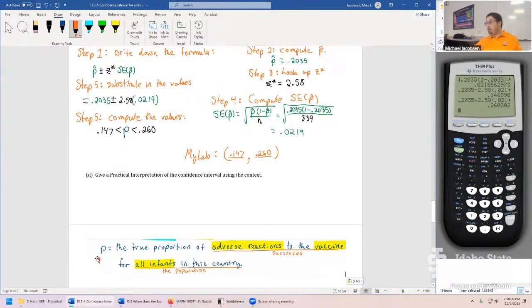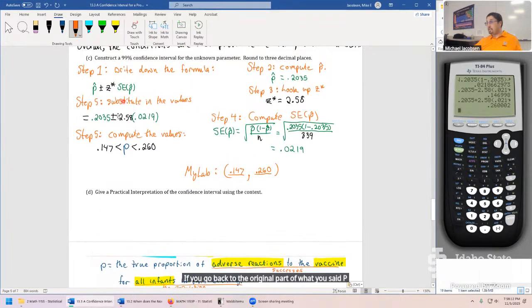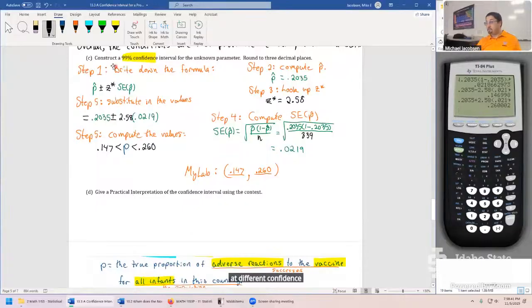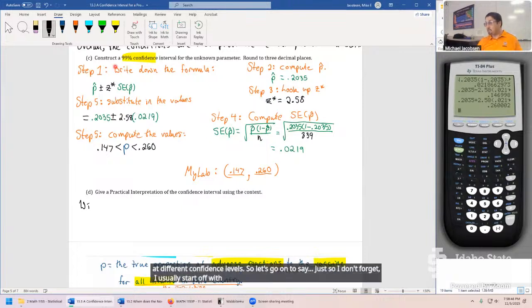You go back to the original part of what you said P was in the very first place, look up the level of confidence once again, and start off by saying this. You can say with 99% confidence, or we can say we have 99% confidence, or we can say that as your last statement, that there's this estimate and we are confident in this by 99%. You just have to make sure you say it at some point because the interval is different at different confidence levels. So let's go on to say, just so I don't forget, I usually start off with this statement.